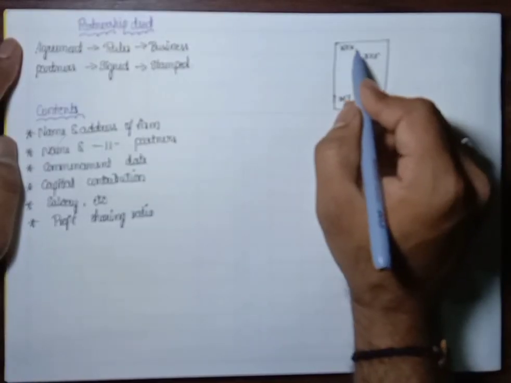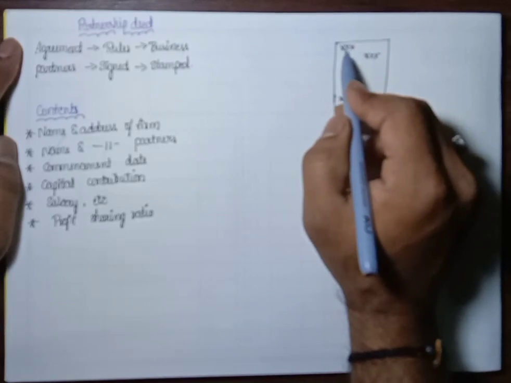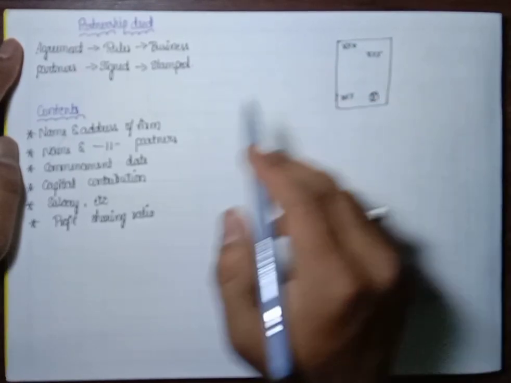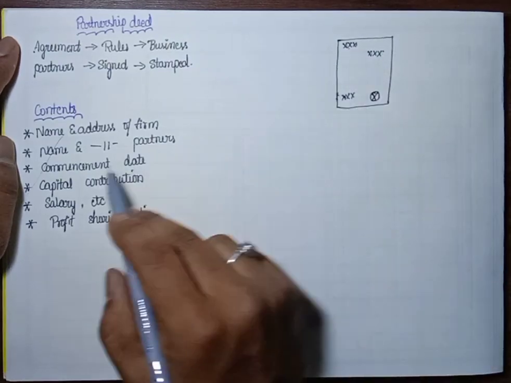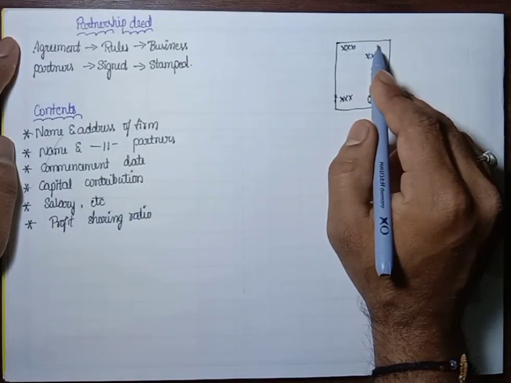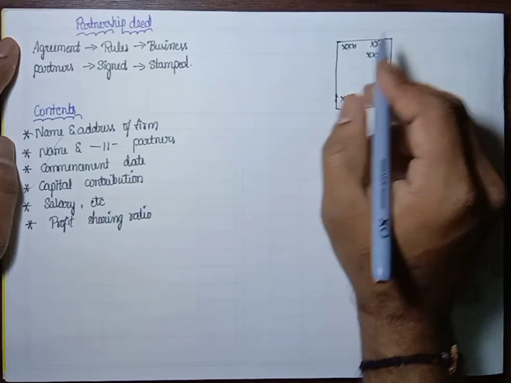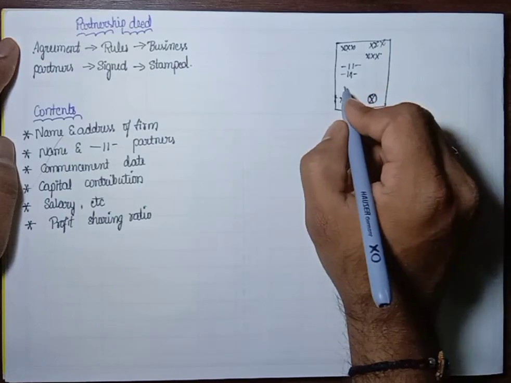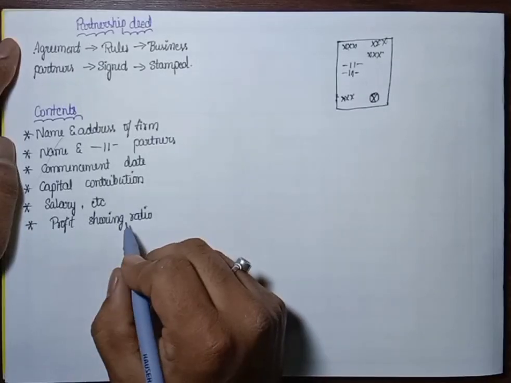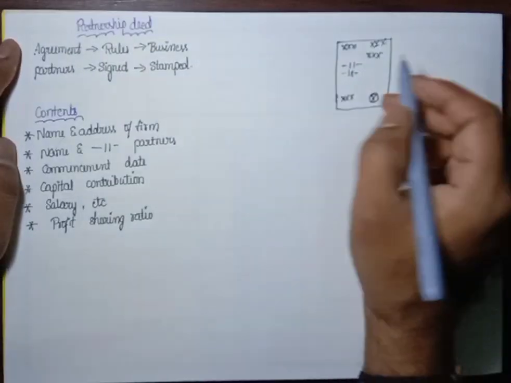So first one is name and address of firm. What is the name of your business and where it is located, that is recorded, and name and address of partners, who all the partners are and what their address is, it is recorded, and commencement date, when your business has started, that will be recorded in that agreement, and how much capital each partner has contributed, that is also recorded here, and on which basis they are going to share their profit and losses, that is called the profit and loss sharing ratio.